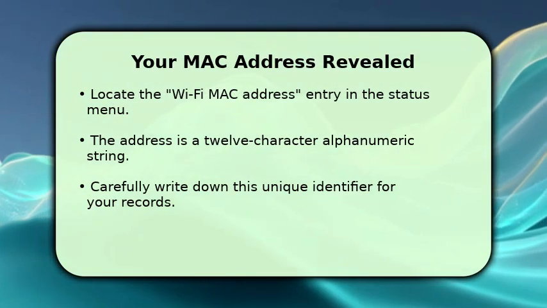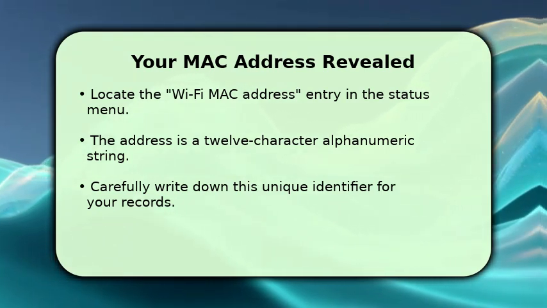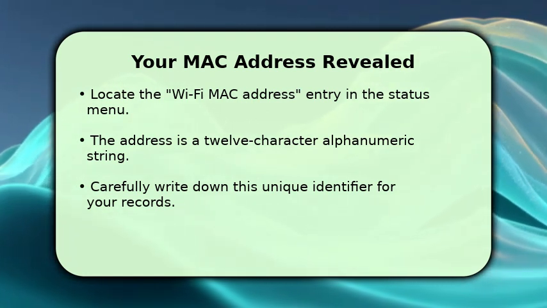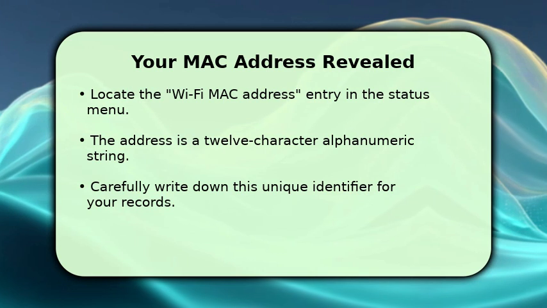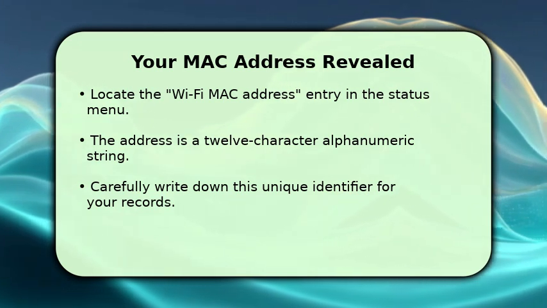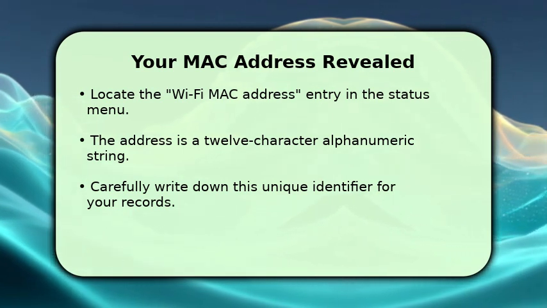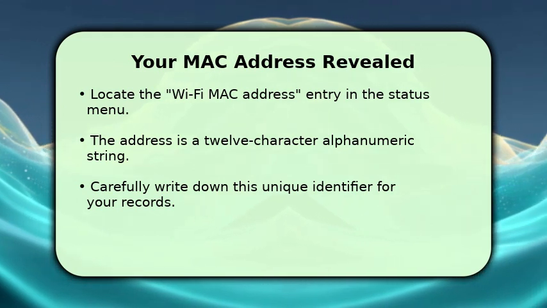Within the Status Information menu, you should see an entry specifically labeled Wi-Fi MAC address. This is the unique identifier you are looking for. It will appear as a series of 12 characters, including both letters and numbers, often separated by colons. This address is crucial for identifying your device on a network. Make sure to note it down accurately for any future use.